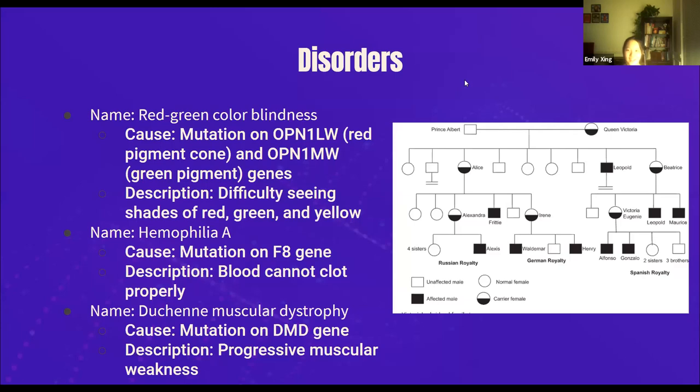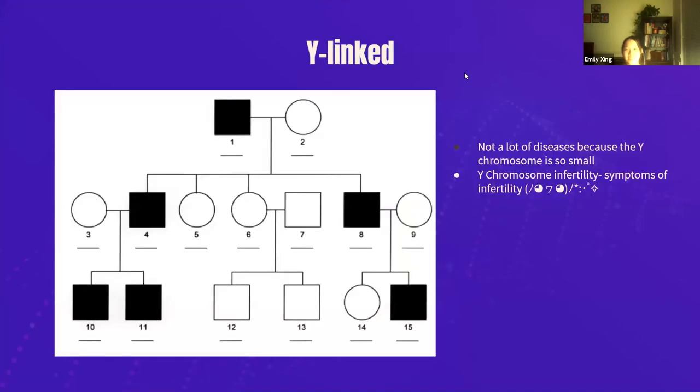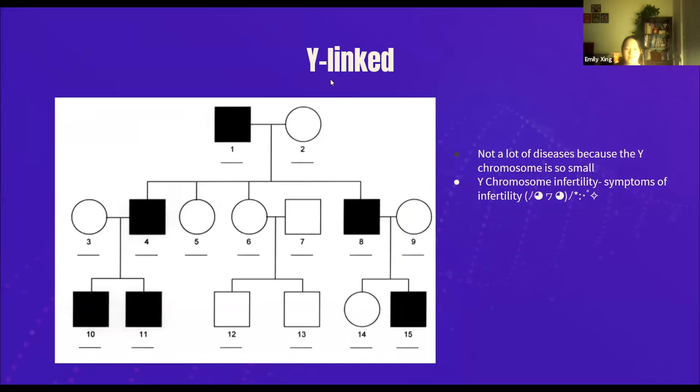So Y-linked. There are not a lot of diseases associated with the Y chromosome because it's so small compared to the X chromosome and any other chromosome, so there are not a lot of genes on it. As you can see in the diagram, all the affected males pass it on to their male offspring. I guess one disease is Y chromosome infertility. It's caused by a mutation on the Y chromosome, and it results in infertility.